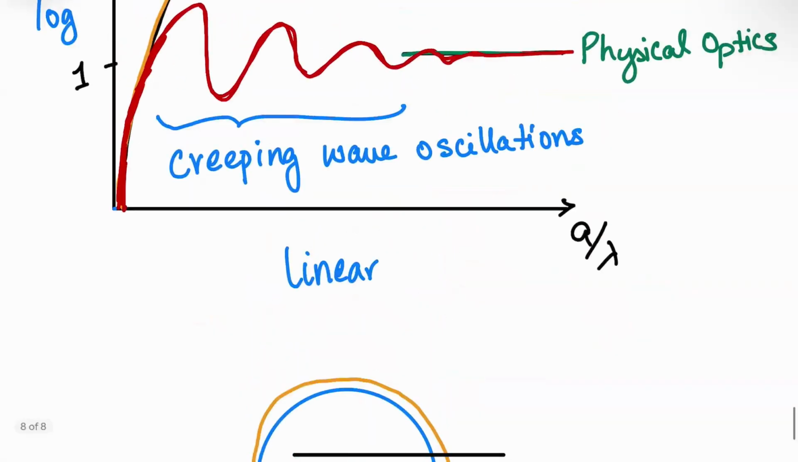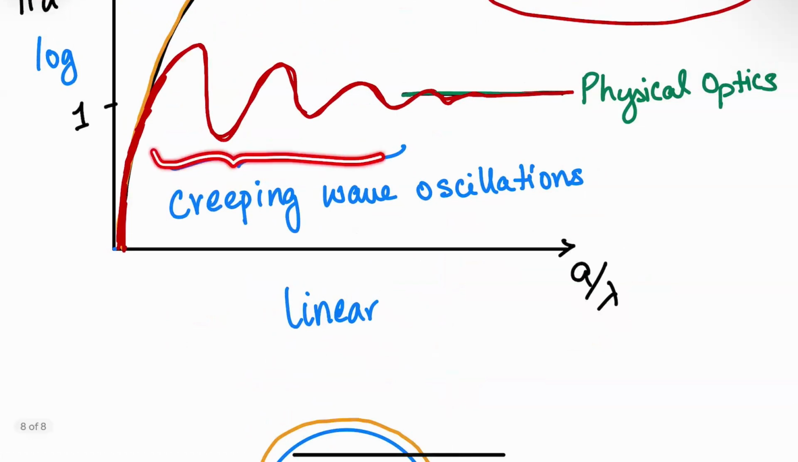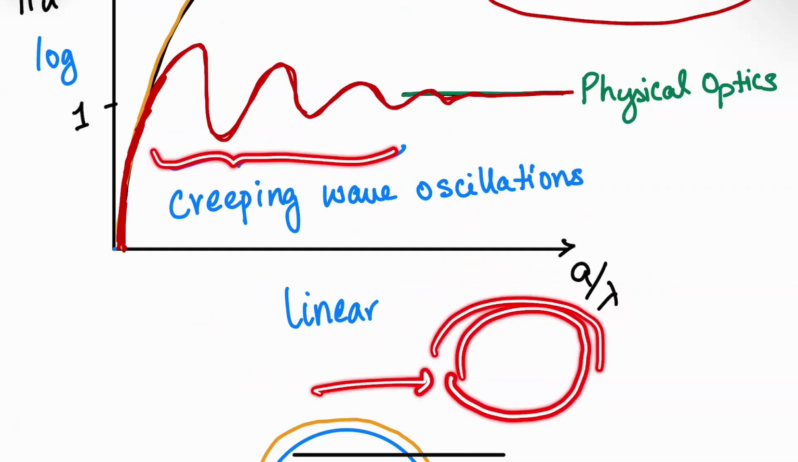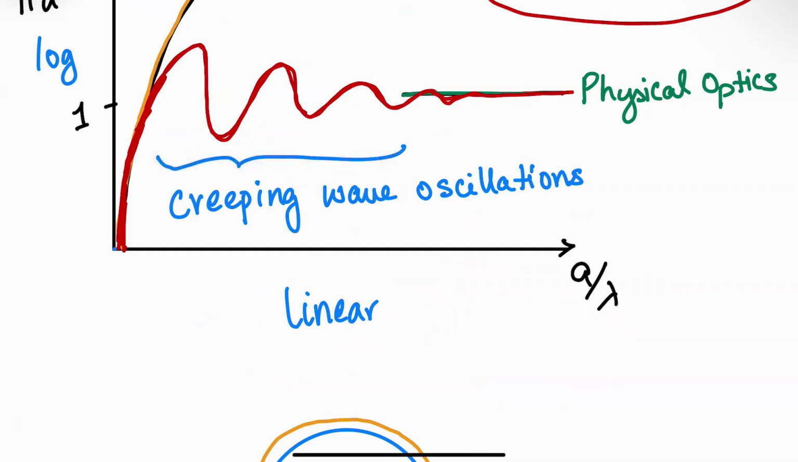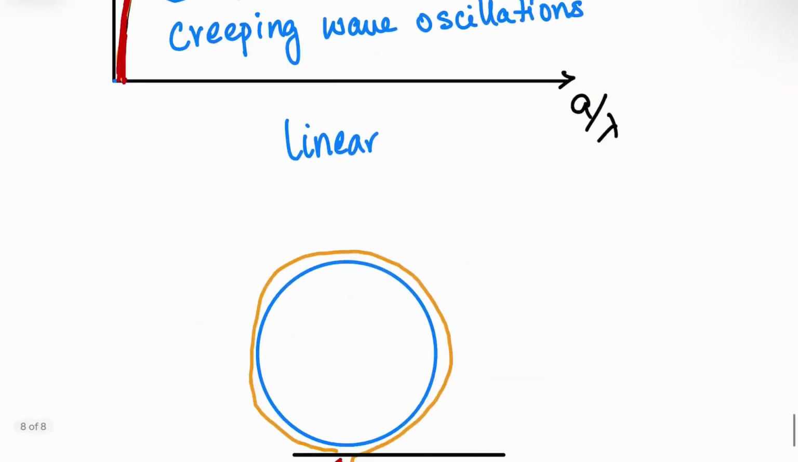So those are called creeping waves. They exist whenever you have a kind of a round object. So you have a wave coming in, generates the surface wave, and then you have this creeping wave propagation going on.